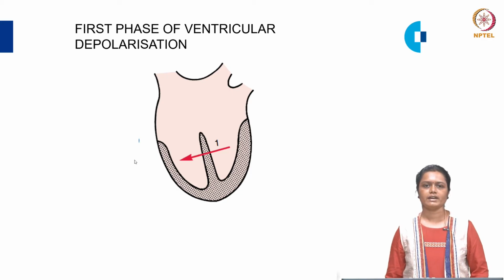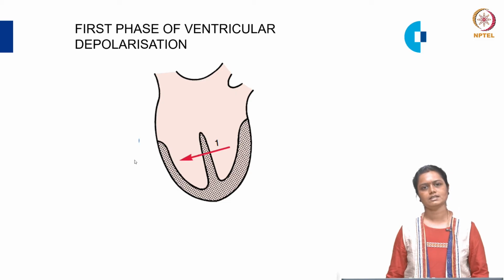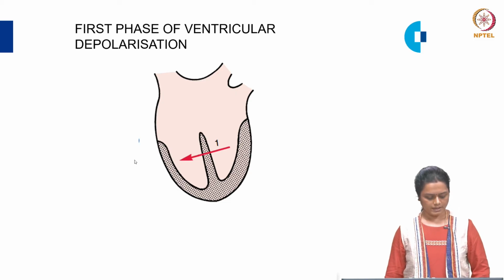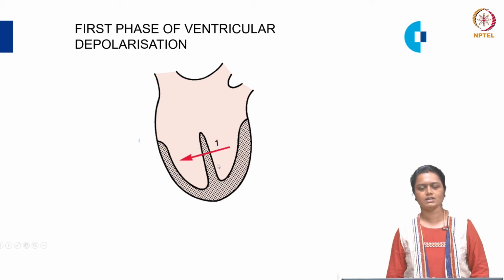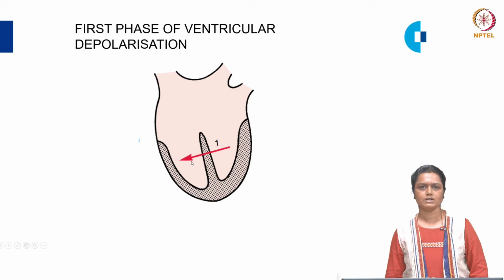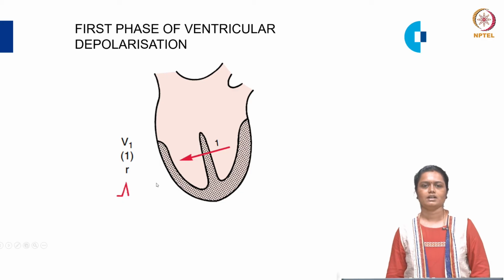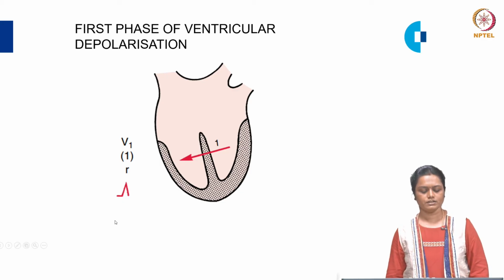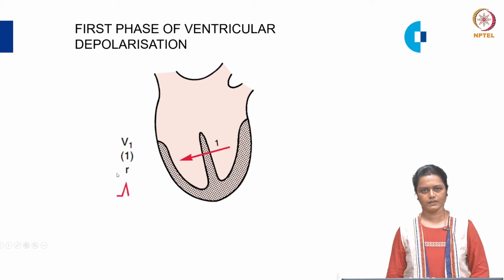You have the right-sided chest leads, V1 and V2, and the left-sided chest leads, V4 to V6. The first phase of ventricular depolarization is the interventricular septum, that is septal depolarization, and the direction of this wave is from left towards the right. What happens in V1? As the depolarization is towards the right, you have a positive deflection, and as per the nomenclature of the QRS complex, the first positive deflection is labeled as R wave. As it is of lower amplitude, you use a smaller letter, small r.